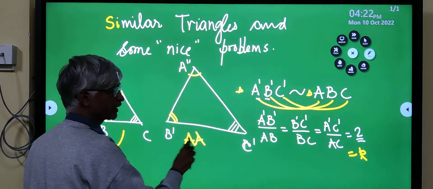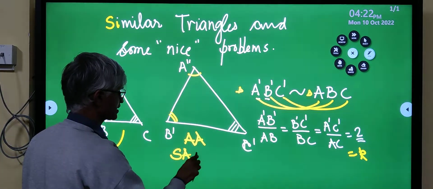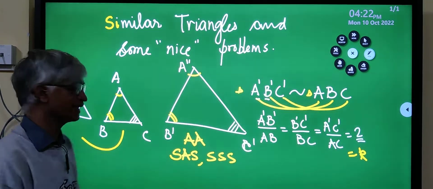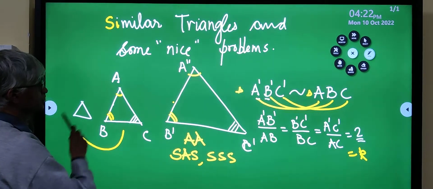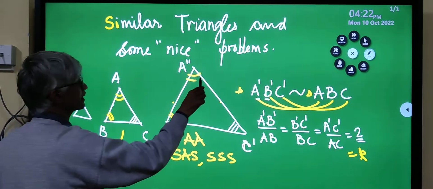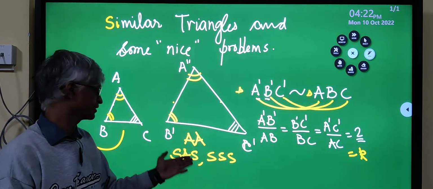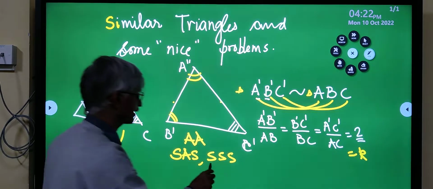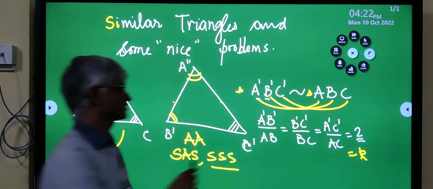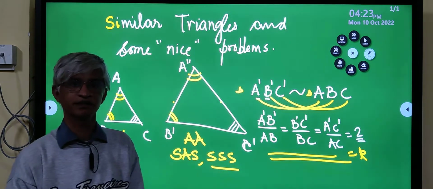AA, that means two angles are equal, and therefore the two triangles will be similar. SAS and SSS. So what's the meaning of SAS? The ratio of two corresponding sides is the same, and the included angle is the same. In such a case, we can prove that the two triangles are similar. And the last one is SSS, which is to say that if the three sides have the same ratio, like in this case, the way I've written it, then we can conclude that the two triangles are similar.